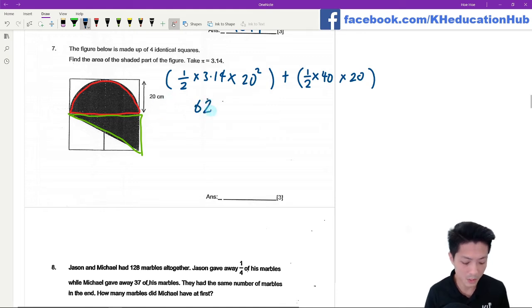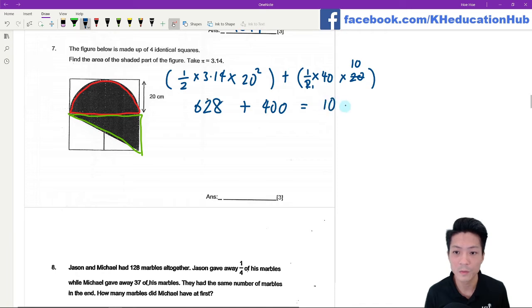Area of the circle will be 628. Area of the triangle will be 400. Okay, the total area will be 1028 square cm.